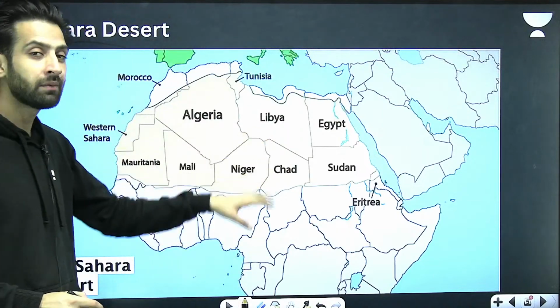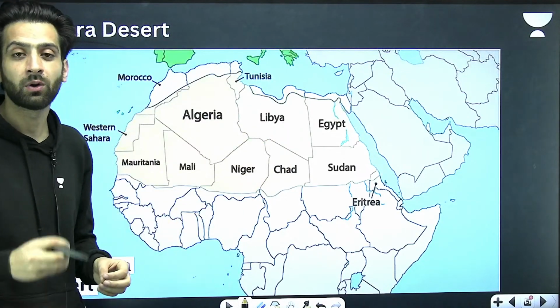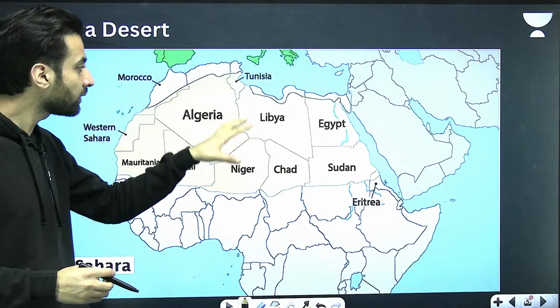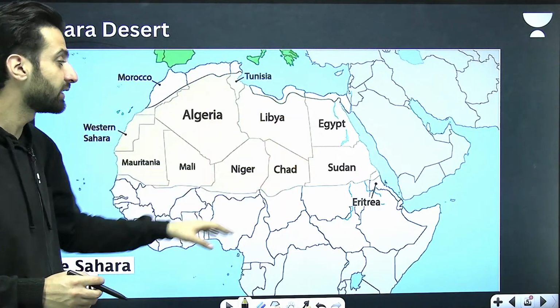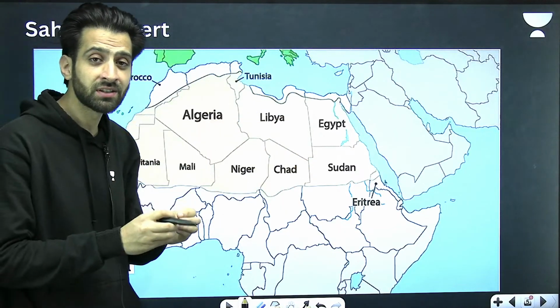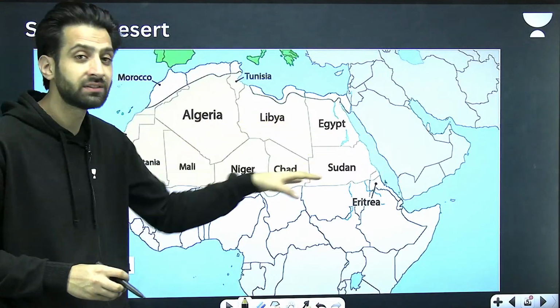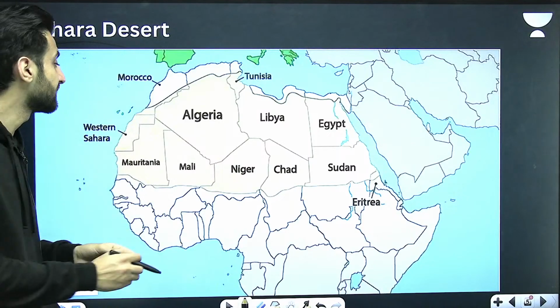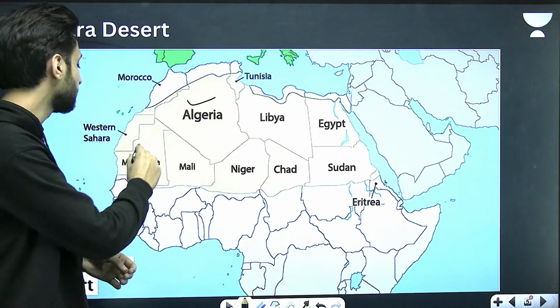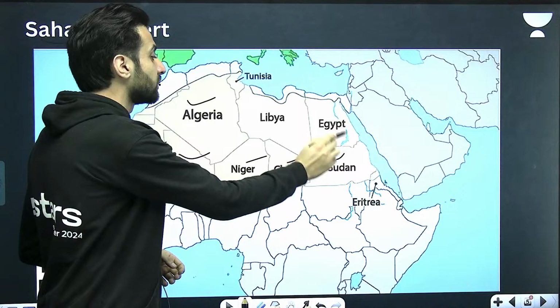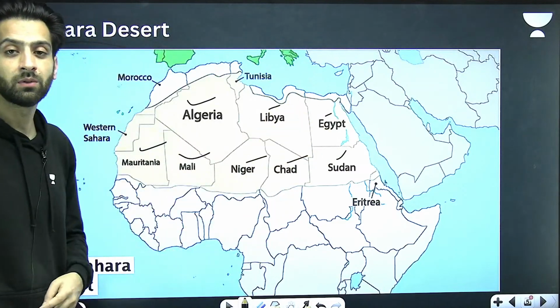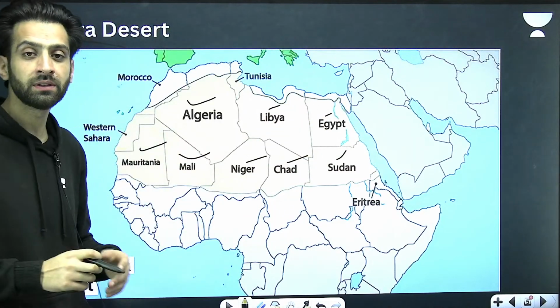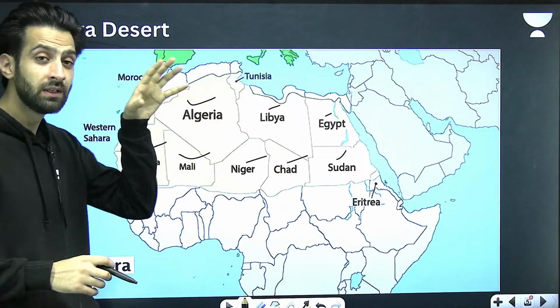When you look at this map, we have already done the political map of Africa, so you are aware of these countries that are written here. The Sahara Desert is a part of all of these countries. It spreads across at least 10 countries. Naming a few, you have Algeria, Mauritania, Mali, Niger, Chad, Sudan, Egypt and Libya. These are some of the countries that are a part of the Sahara Desert.